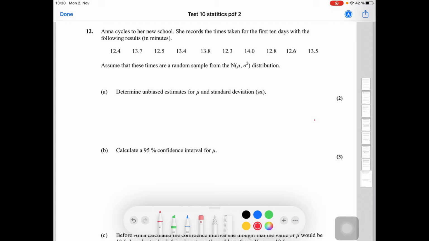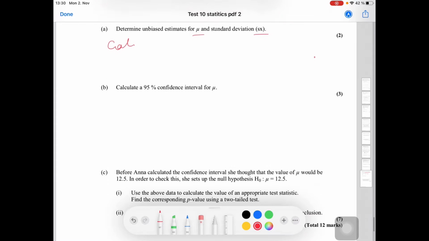The last question, number 12, is all about the calculator. What I'm going to do is write them in my list one, and then calculate to find the mean and standard deviation. And then I'm going to do the confidence interval for 95%.